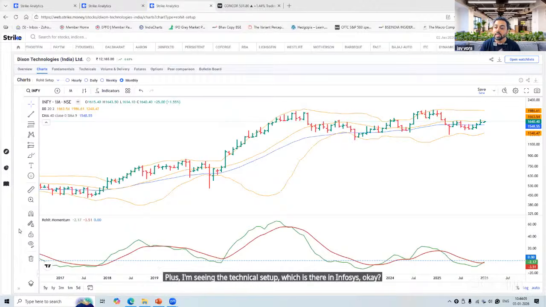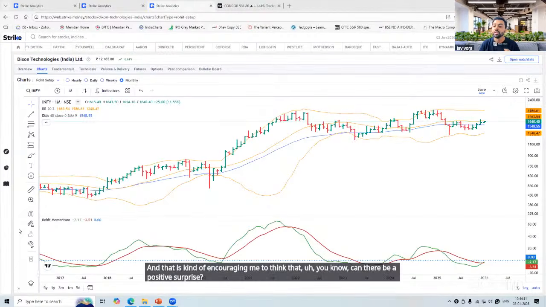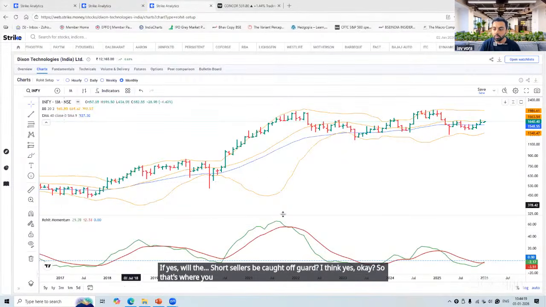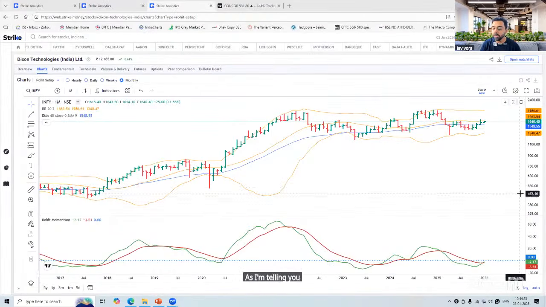That is kind of encouraging me to think, can there be a positive surprise? If yes, will the short sellers be caught off guard? I think yes. So that's where you need to watch out. As I'm telling you repeatedly, wait for the results to play out as well.